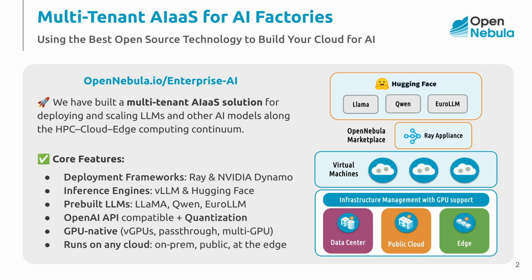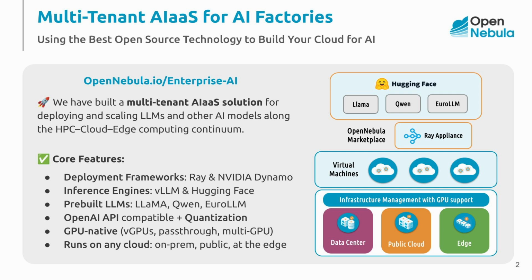We support both Ray and NVIDIA Dynamo for orchestrating distributed models deployment and scalable execution. You can choose between vLLM and Hugging Face for optimized inference, whether you're prioritizing latency or throughput. You can quickly get started with ready-to-use models like Llama, Qwen, or EuroLLM, all pre-integrated into the solution. The platform is compatible with the OpenAI API and supports quantized models, making it ideal for serving workloads at the edge or under constrained resources.